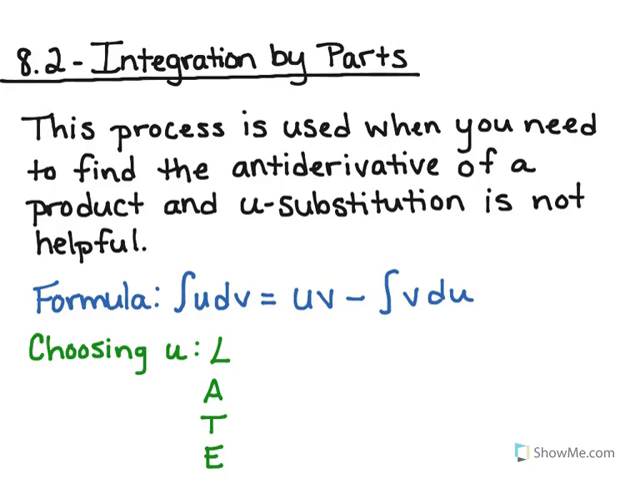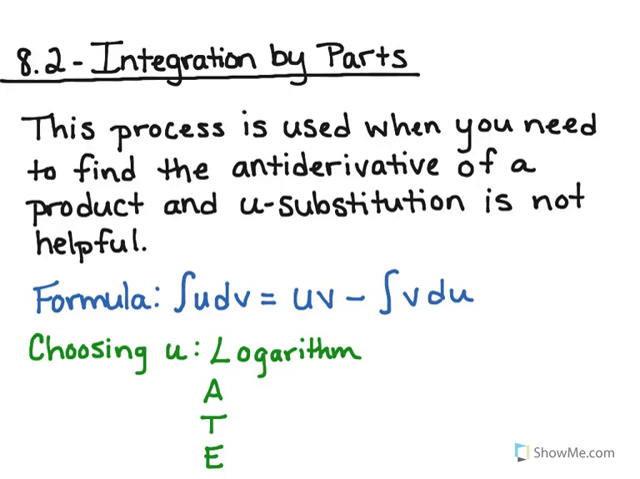The first thing that we need to talk about is how to choose something for u. So there's an acronym that we're going to use, and that's LATE. L stands for logarithm. If you see a logarithm inside the integral, then you want the log to be your u, because we're going to eventually find the derivative of the u thing, and we know how to find the derivative of a log, but not the antiderivative of a log.